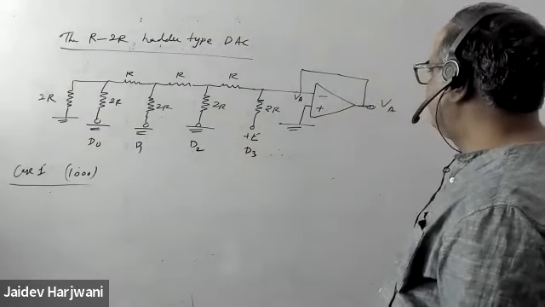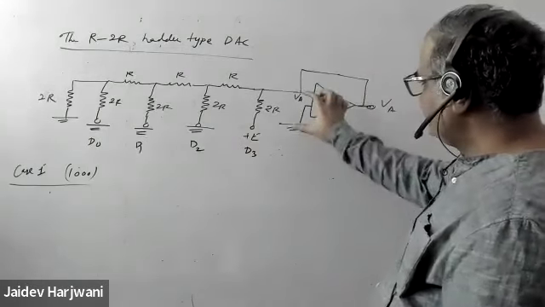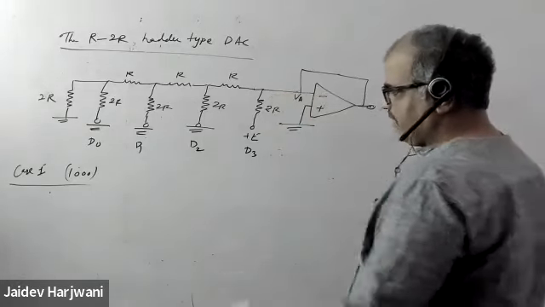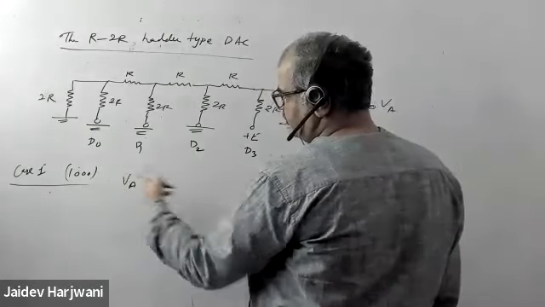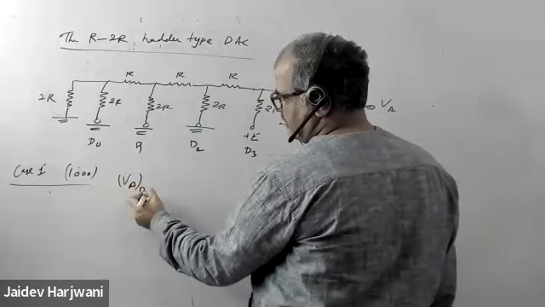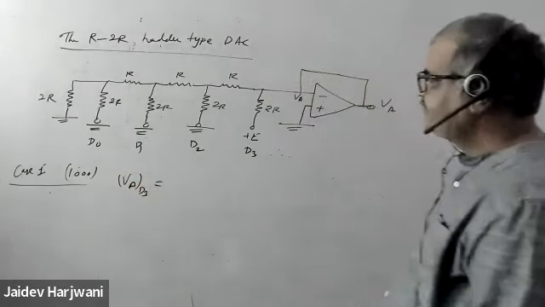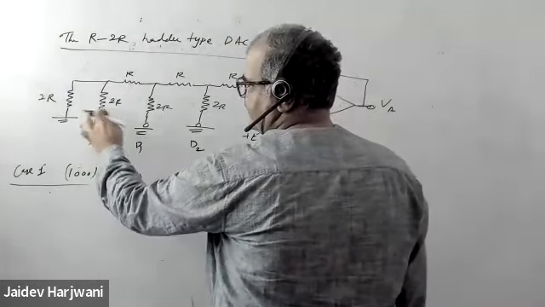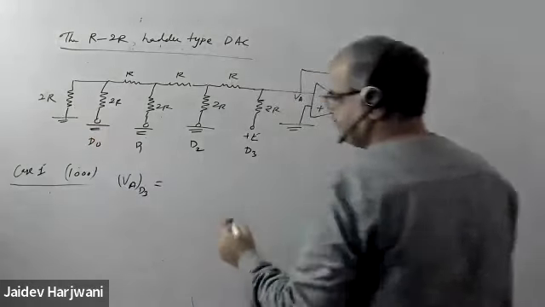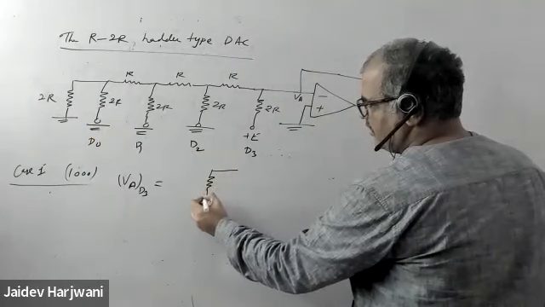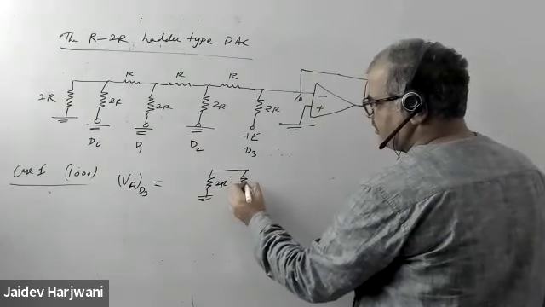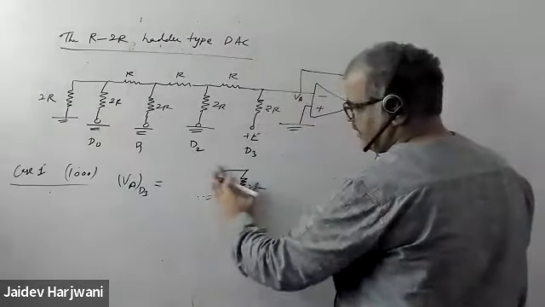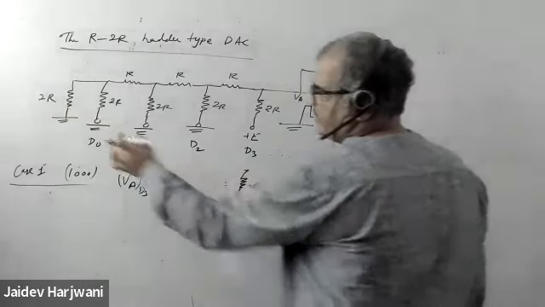Now this is your voltage follower. So whatever voltage is here, that will be equal to this voltage. So I'm calculating now VA, due to D3. Now these two resistors are in parallel, isn't it? These two resistors, each 2R, in parallel will give you R. This combination will give you R.